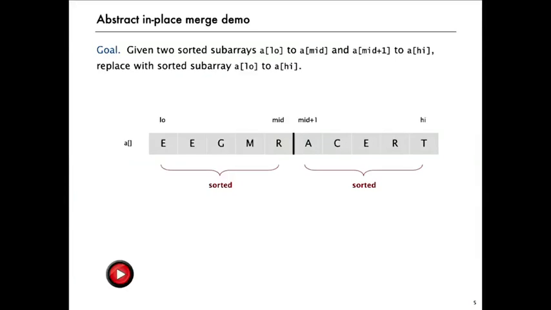So the idea of merge sort is based on the idea of merging. To understand how merging works, we'll think about the idea of an abstract in-place merge. So we've got an array A, and its first half is sorted, and its second half is sorted. And the computation we need to perform is to replace that with the sorted array where those two subhalves are merged together. Let's look at a demo.